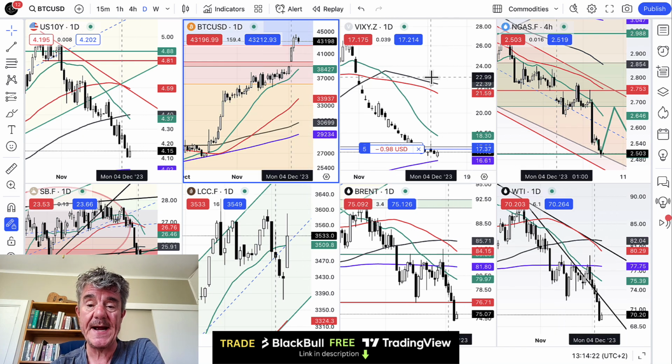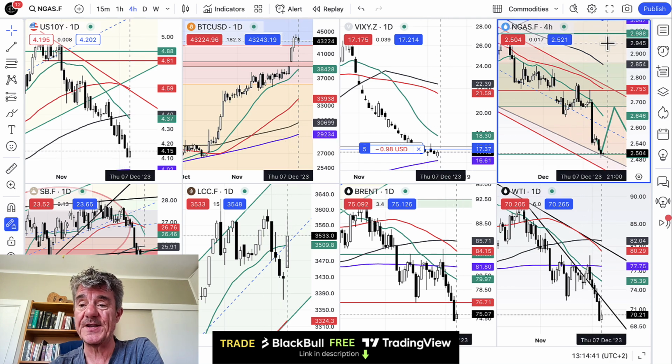We're long on VIX-Y, waiting for that to explode at some stage when the markets do. This trade could last days, weeks, even months. When the VIX eventually goes, it goes really fast, but it can stay at the bottom for an awfully long time. And then natural gas, the one that you're all waiting for.